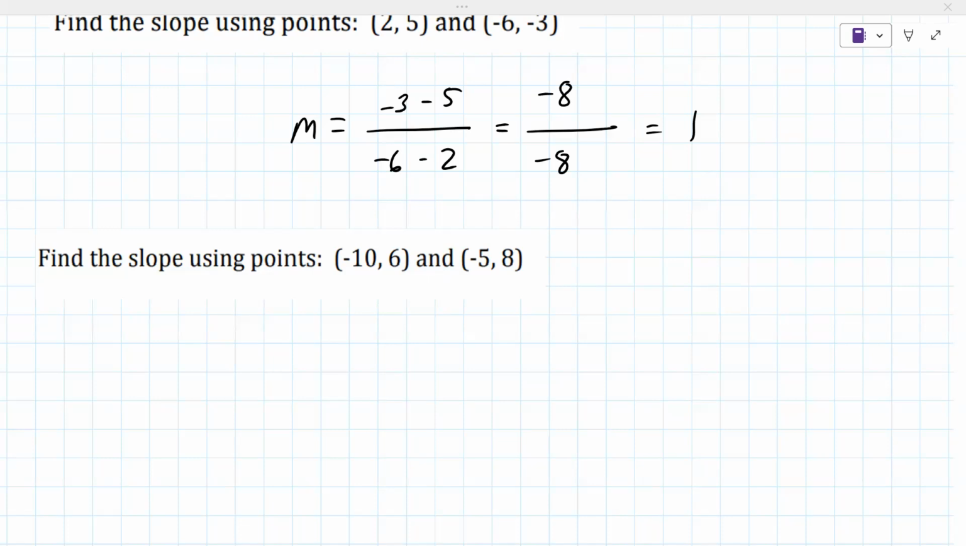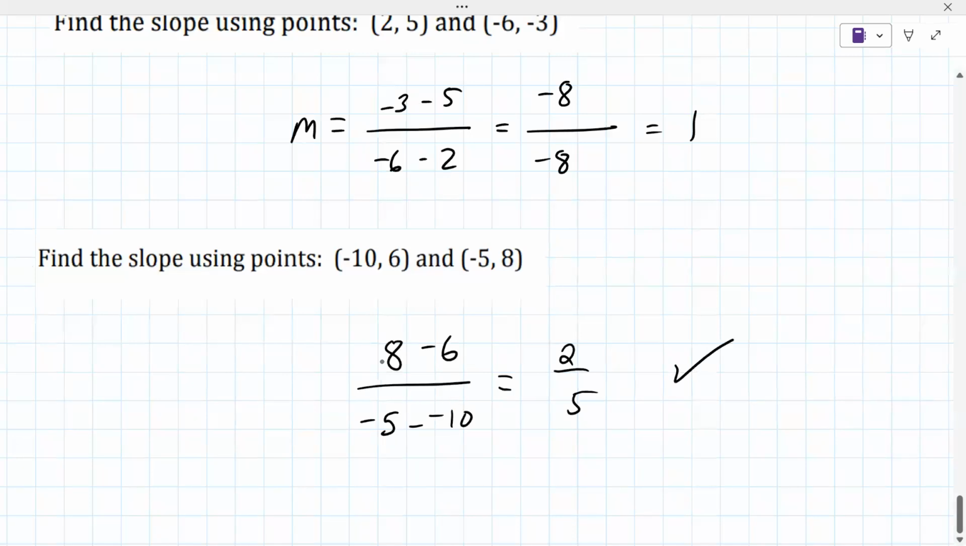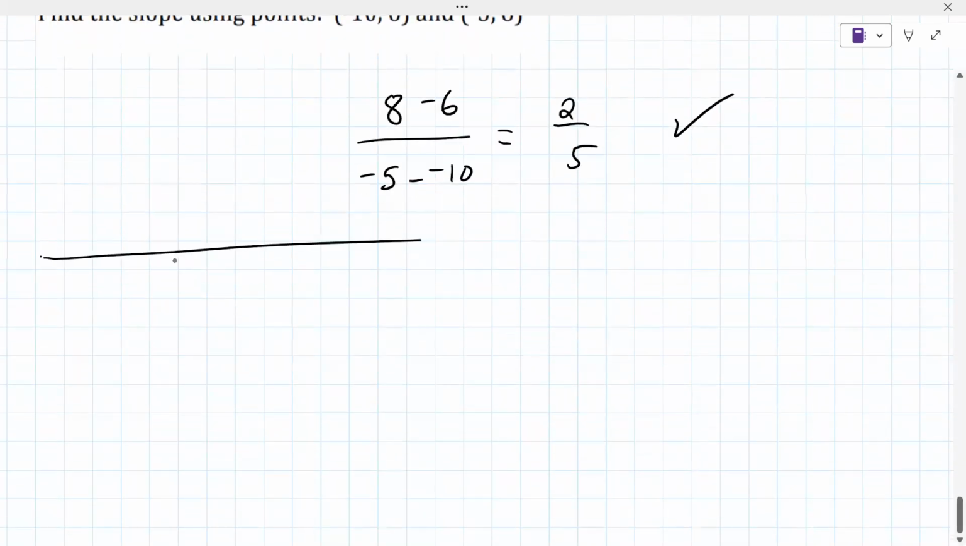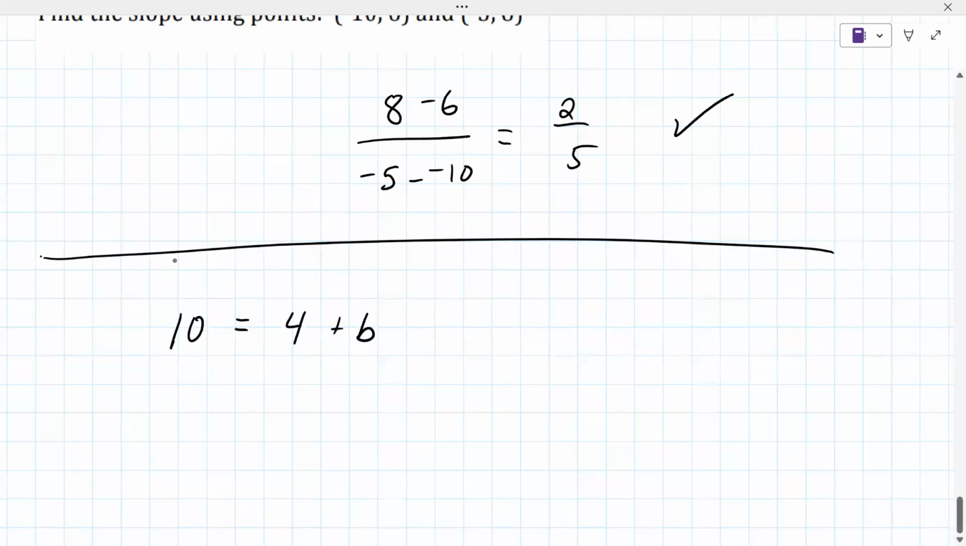Would it be 2/5? 8 minus 6 over -5 minus a -10. It is 2 over 5. Very good. All right. You're definitely getting the hang of these. Let me write an equation here. Let's say I write something like this: 10 equals 4 plus b. Do you know how to solve this for b?